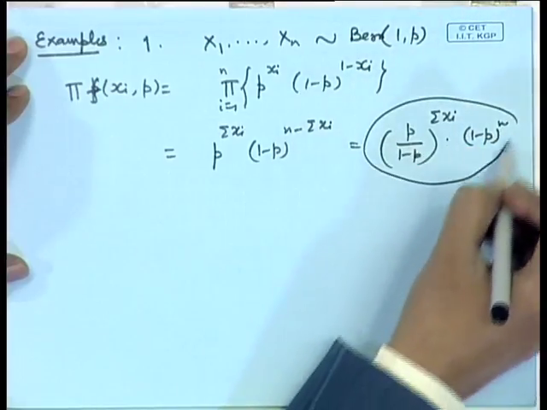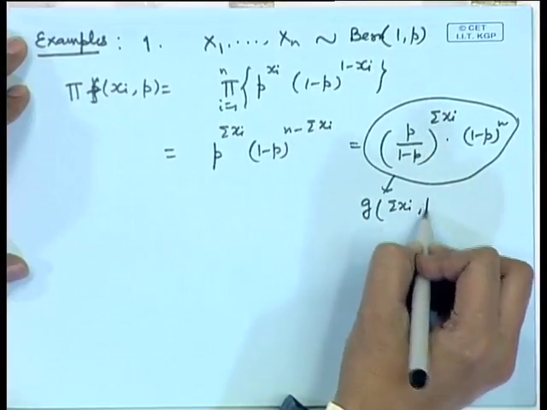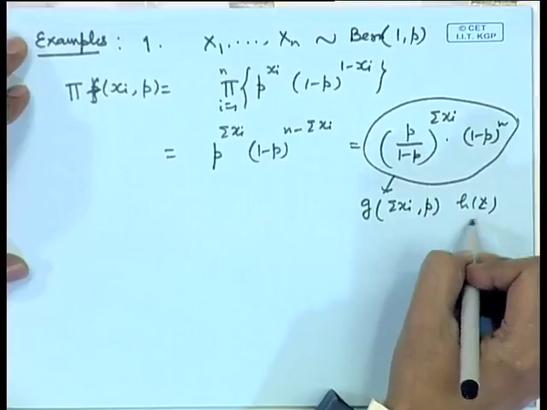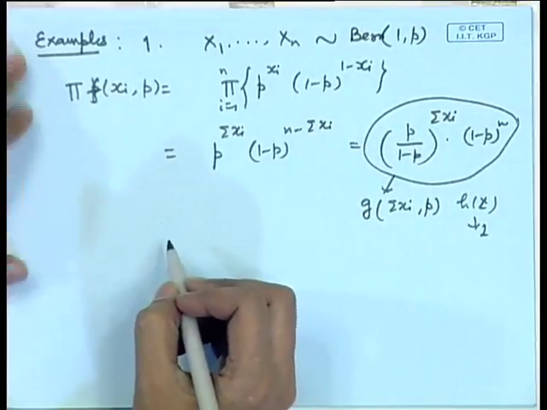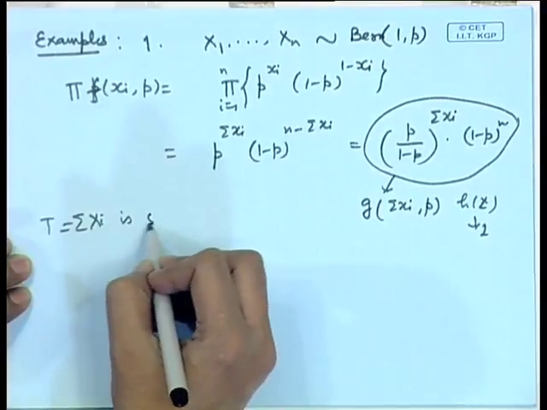Now, you can see here this term is a function of sigma x i and p alone, and h x we can take to be 1. So, this proves that sigma x i is sufficient.